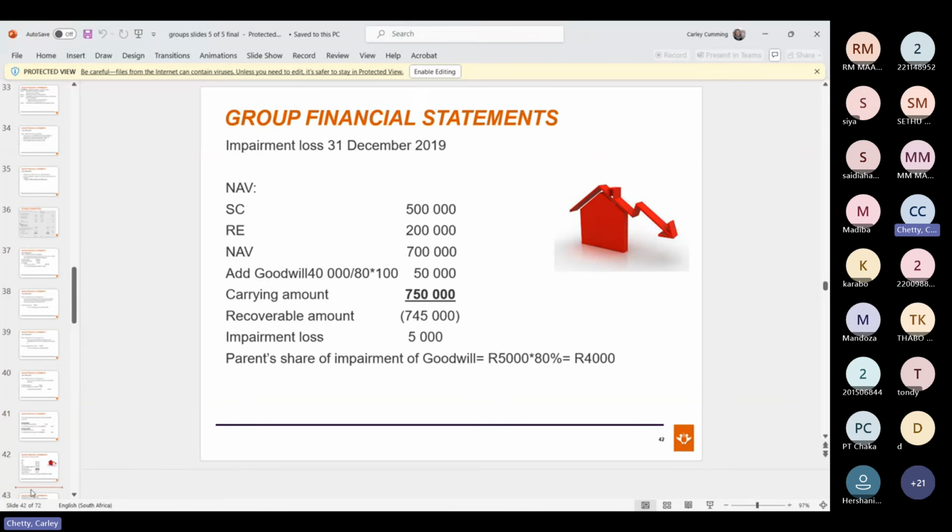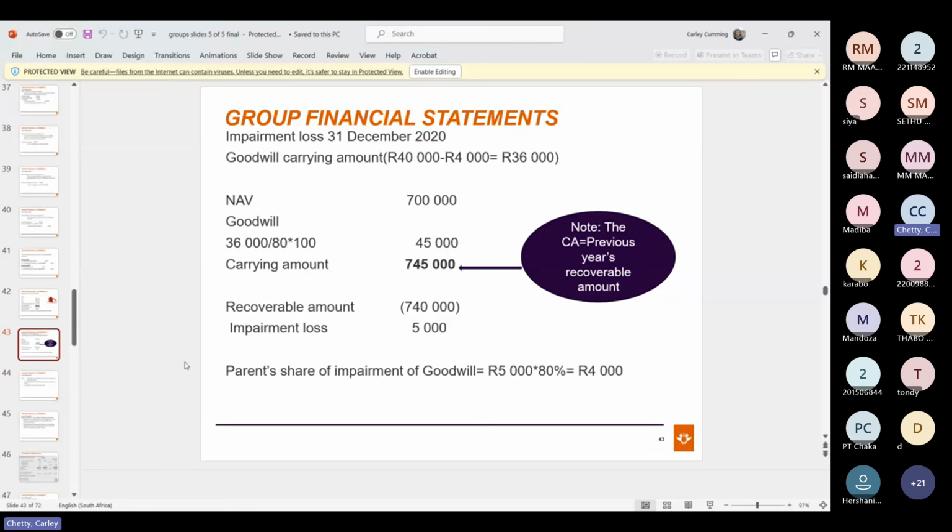Then we need to work out, was there an impairment in 2020? So we also need to work out the impairment for 2020. So the net asset value was 700,000. Remember, we just impaired goodwill in the prior year. So goodwill on acquisition was 40,000, but we impaired it in 2019 by 4,000 Rand. So the carrying amount of goodwill was 36,000. We now need to put that in our calculation.